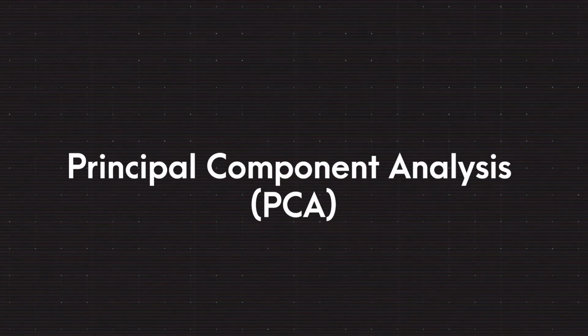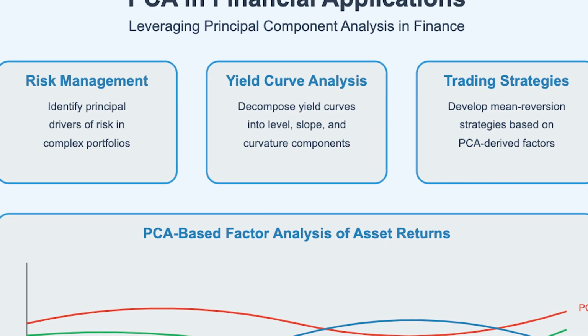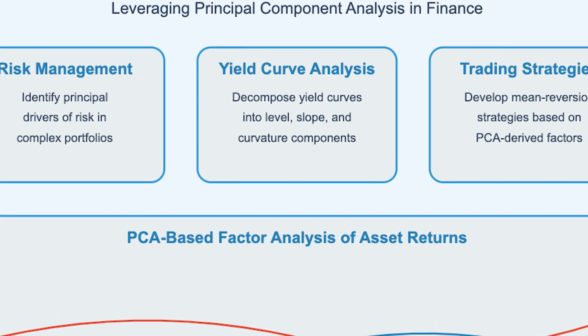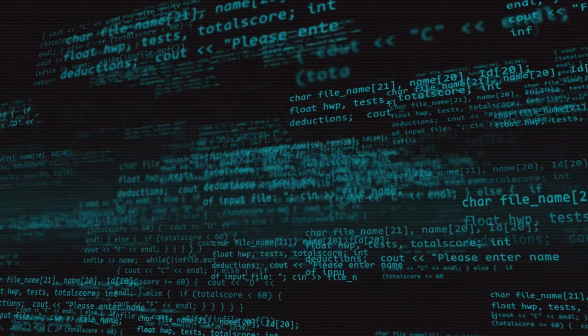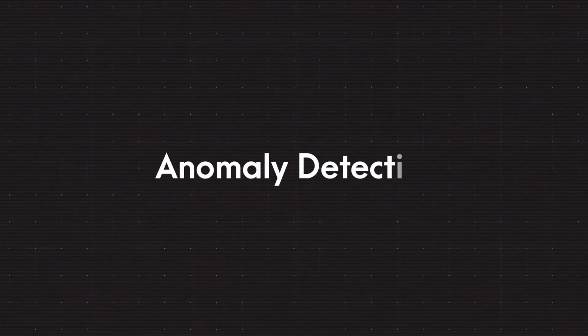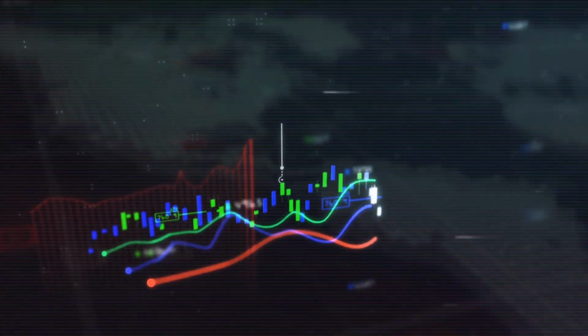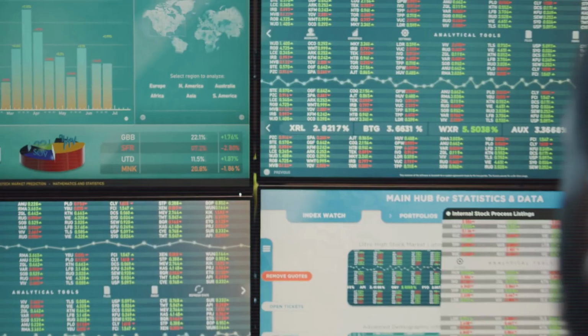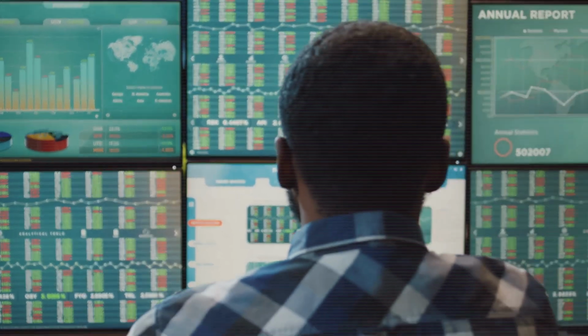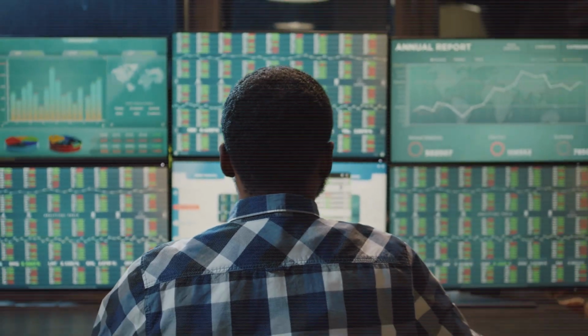Principal component analysis, PCA. PCA is useful for simplifying complex data sets, reducing the number of features while keeping the most important information intact. Anomaly detection. This detects unusual patterns in the data. In trading, anomaly detection can signal potential opportunities or alert traders to abnormal market behavior.